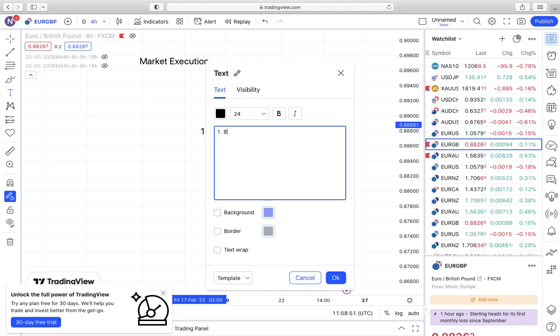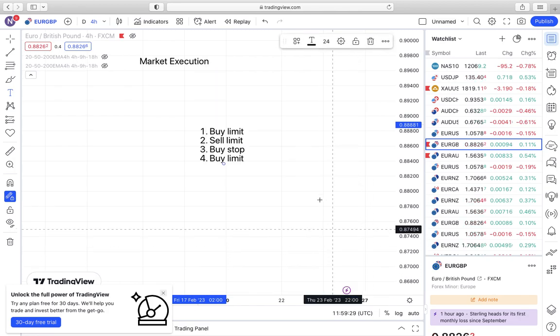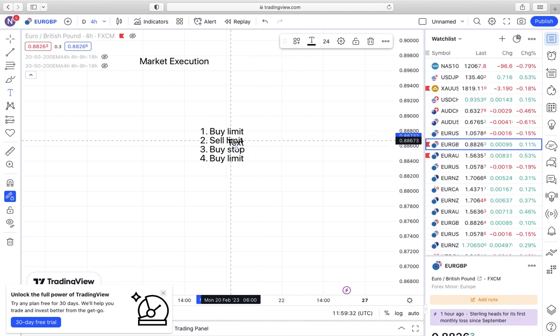We want to discuss what we call buy limit, sell limit, and buy stop, and another thing we want to discuss is buy limit. All these are what we want to discuss today, and how to set them up.